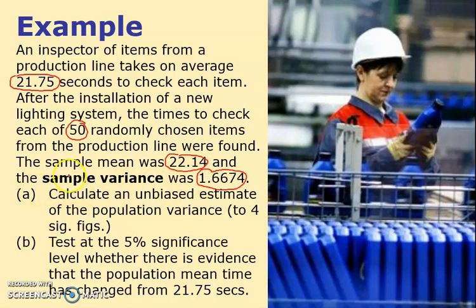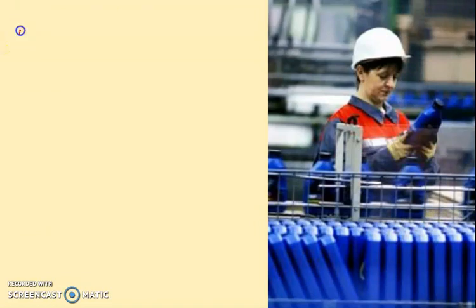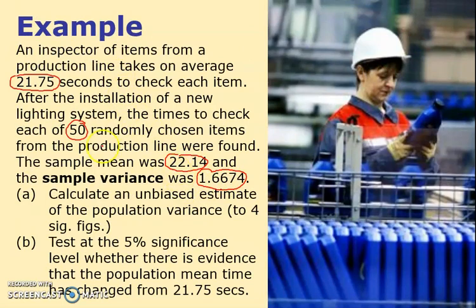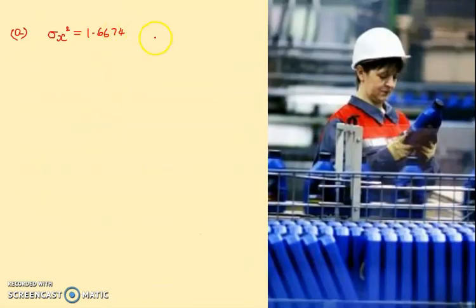First job, calculate an unbiased estimate of the population variance. So just do it here. We had that the sigma x, the sample squared, was 1.6674. I think I've written that right. Yes, I have, and n was 50. Now remember what you do to get your unbiased estimate. You basically do 50 over 49. It makes it a little bit bigger. Times by the 1.6674. That's 1.6674 times 50 divided by 49, and that gives me 1.701.